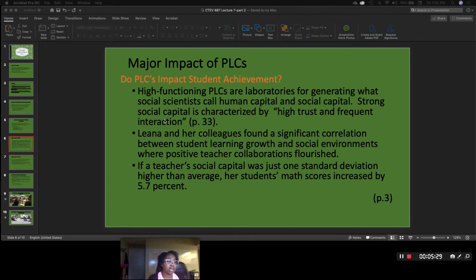High-functioning PLCs are laboratories for generating what social scientists call human capital and social capital. Strong social capital is characterized by high trust and frequent interaction. Lena and her colleagues found a significant correlation between student learning growth and social environments where positive teacher collaborations flourish. If a teacher's social capital was just one standard deviation higher than average, her students' math scores increased by 5.7%.